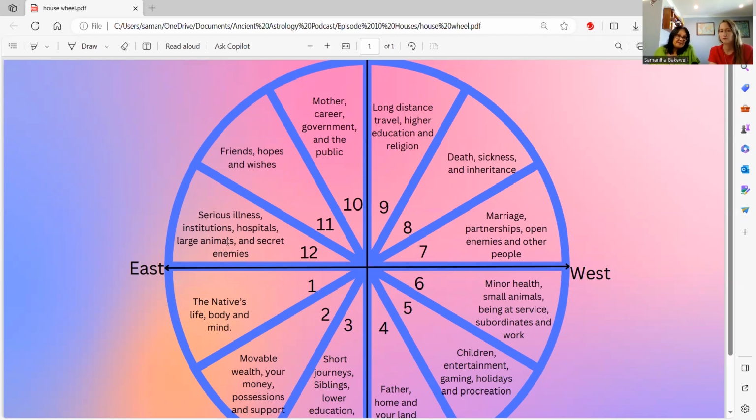And sometimes it's people that work in hospitals, if there's a 12th and 10th, and like Secret Service people who work undercover, there's probably a COVID thing happening there with the 12th and the 10th house. Large animals, so horses, camels, what else? Elephants, just large animals. And secret enemies.